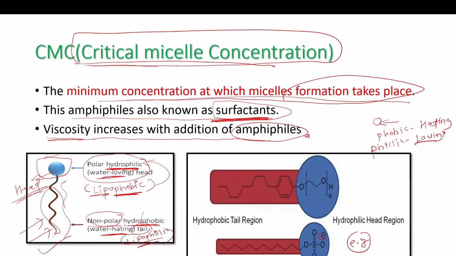What is CMC? That is critical micellar concentration, the minimum concentration at which micelle formation takes place. Amphiphiles are also known as surfactants. In this you have to draw this diagram, tail and head, label it hydrophilic, hydrophobic, and add one example. Okay, a very easy point, and it can be fixed for 5 marks.